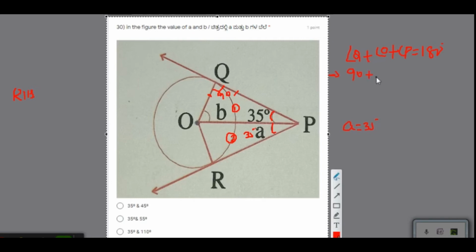Angle O, I don't know angle O. We have to find B. I will write B as it is. Angle P is 35 degrees. So the sum is 180. 90 plus 35 is how much, students? 125. So 125 plus B is 180. Angle B is equal to 180 minus 125, which is 55 degrees. So the B value is 55 degrees. So the correct option for this question is A, 35 and 55.